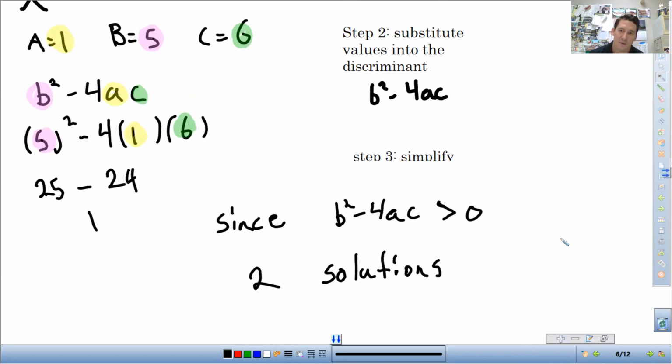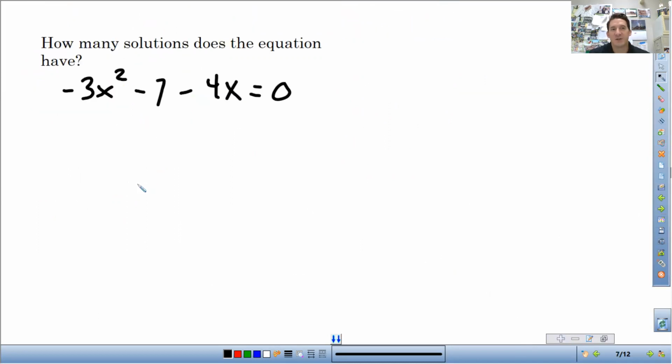All right, let's look at another example. A bunch of negatives on this one. Oh, first thing you need to be careful. Make sure you're reading these carefully. This is out of order. So if it's out of order, make sure you put it into correct order. I need to switch the negative 4x and the negative 7.